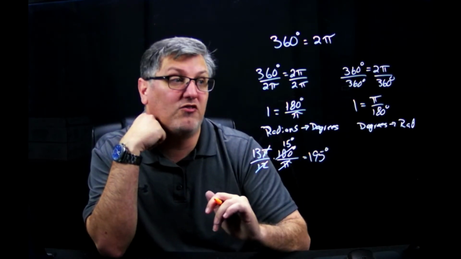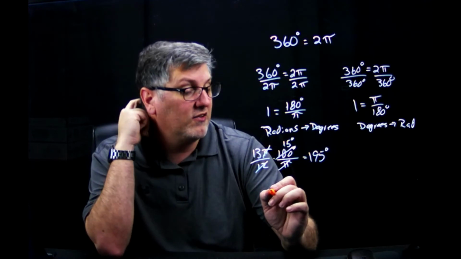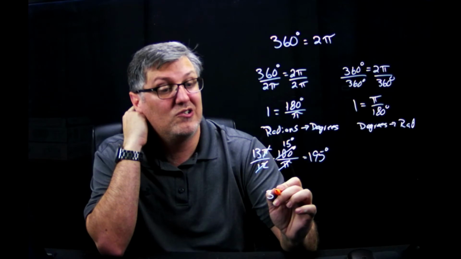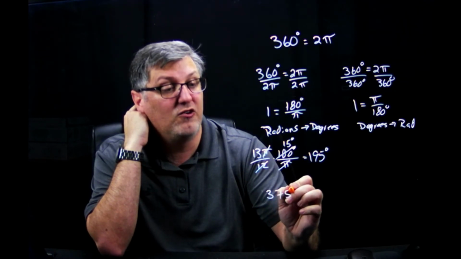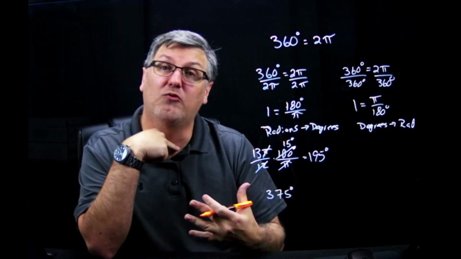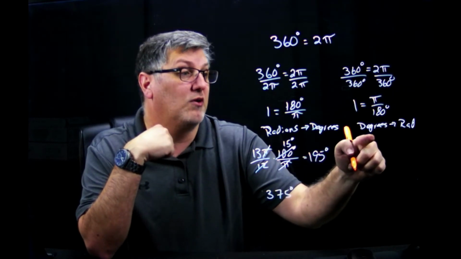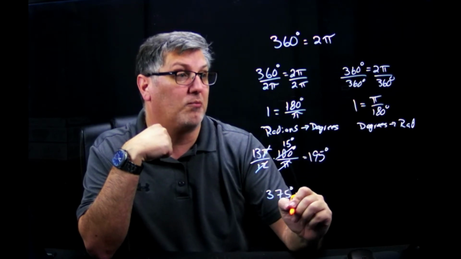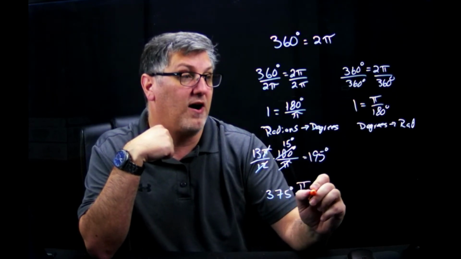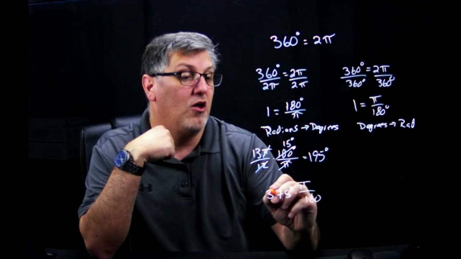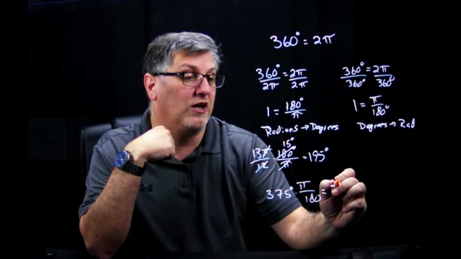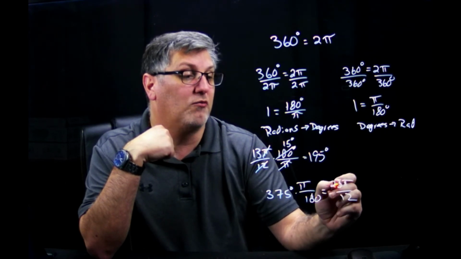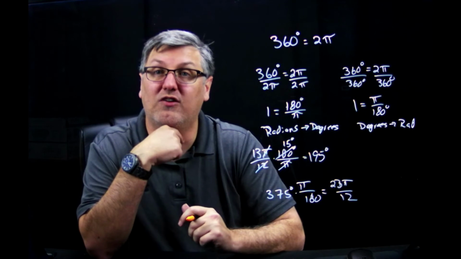If I want to do degrees to radians, I can just pick a degree. Let's say 375 degrees. I want to convert 375 degrees to radians. Well, here I have a degree. I'm going to radians. I'm just simply going to do pi over 180. It means I'm multiplying it by 1, which doesn't change the number. Pi over 180. Once we do all of this math, we're going to get 23 pi over 12. So 23 pi over 12 is the same thing as 375 degrees.